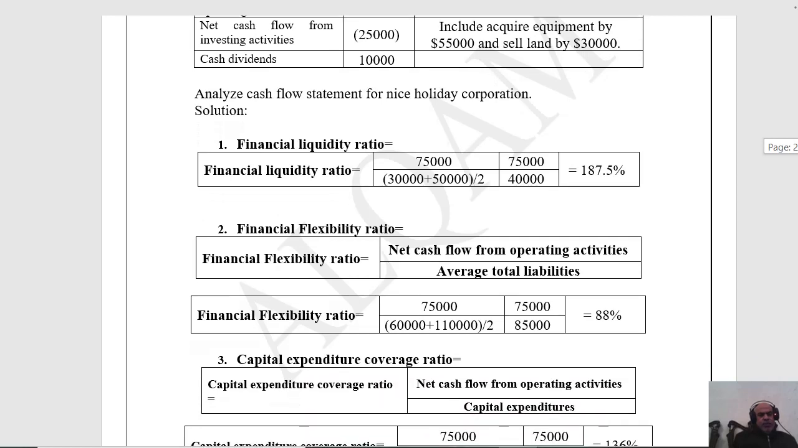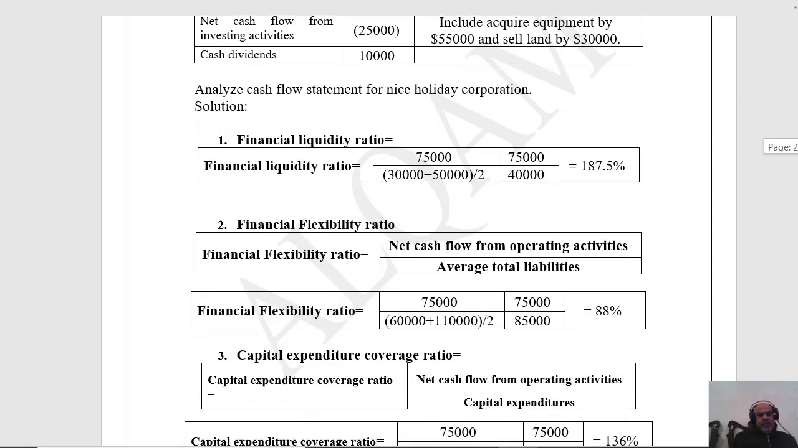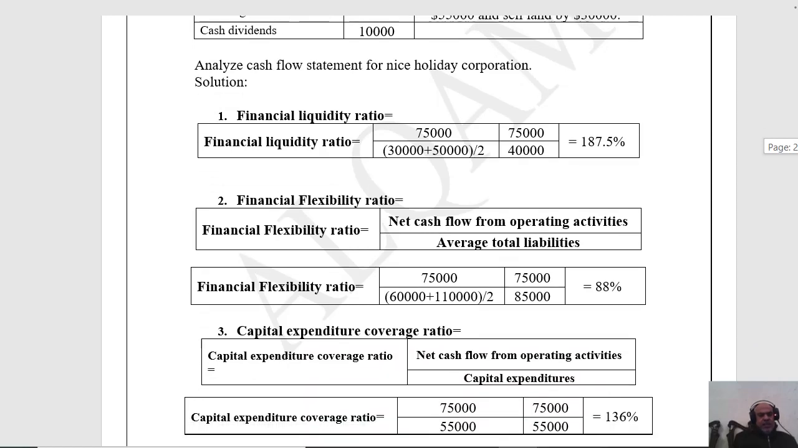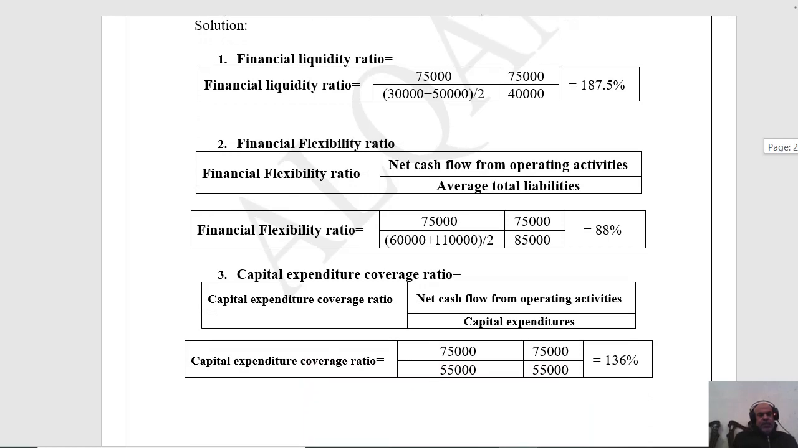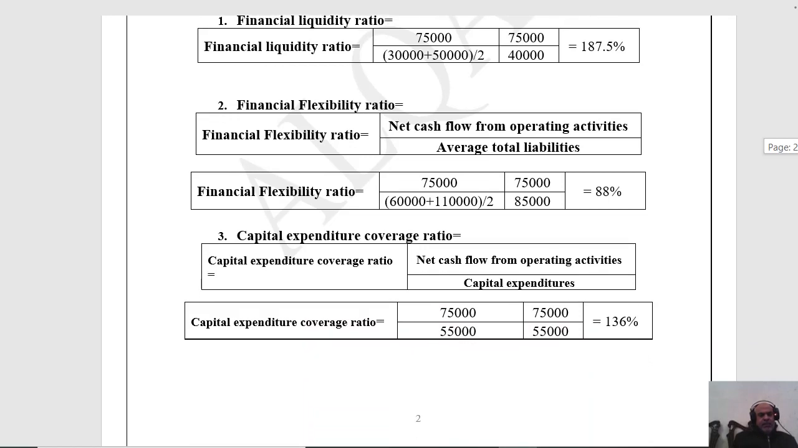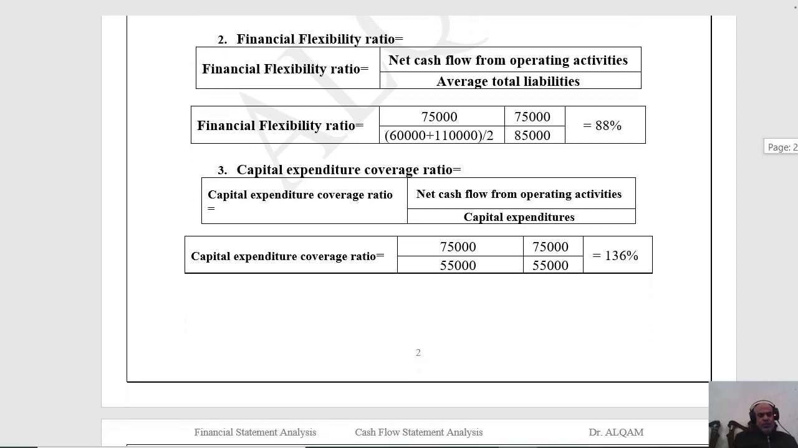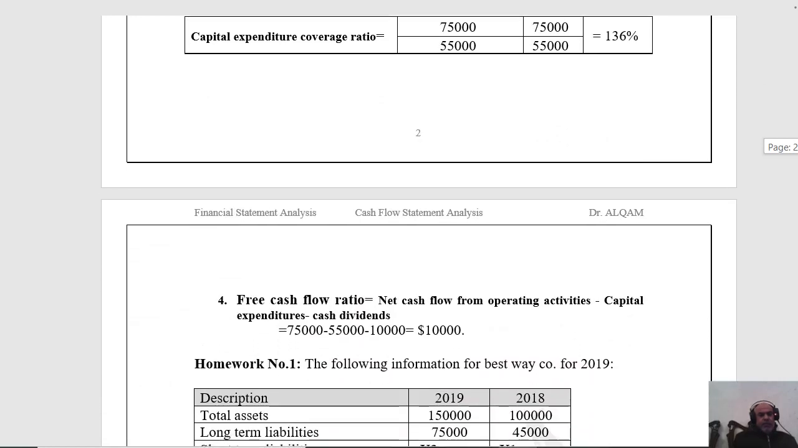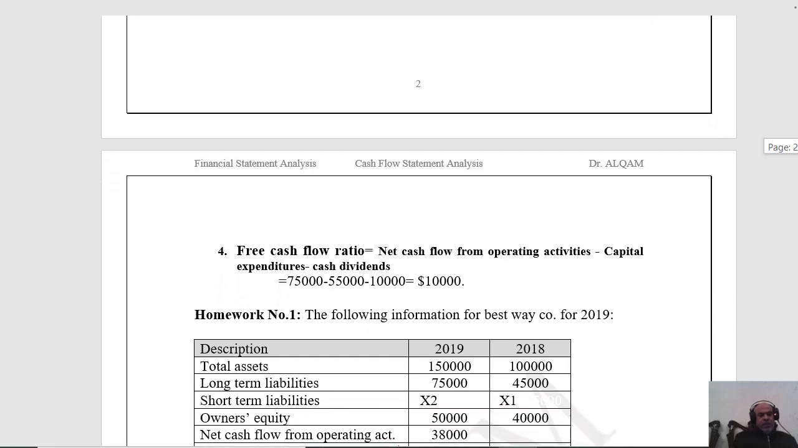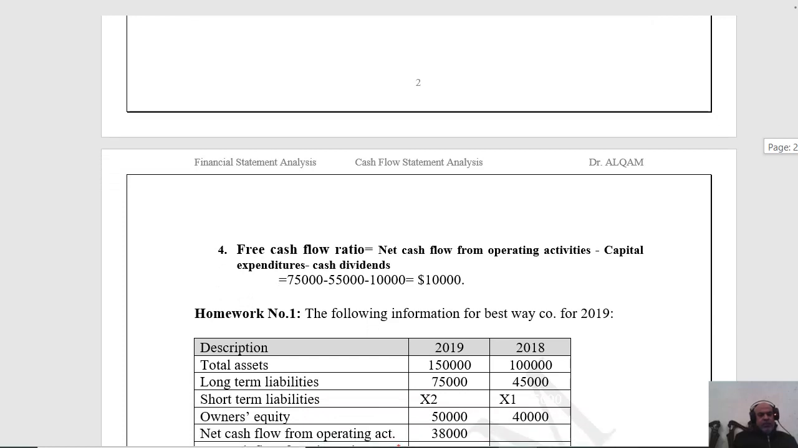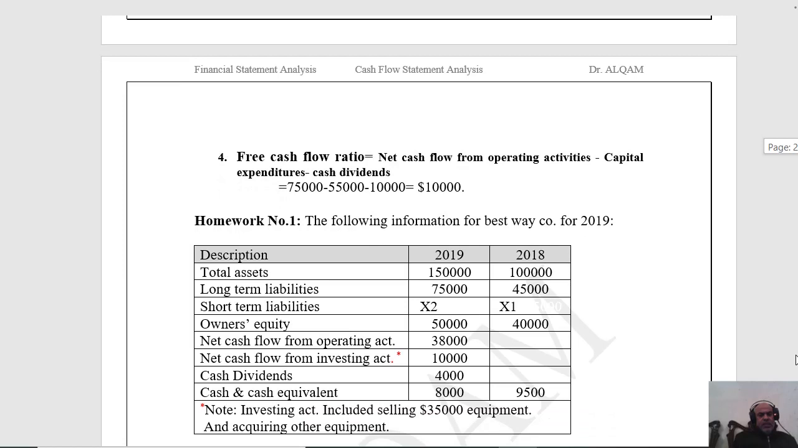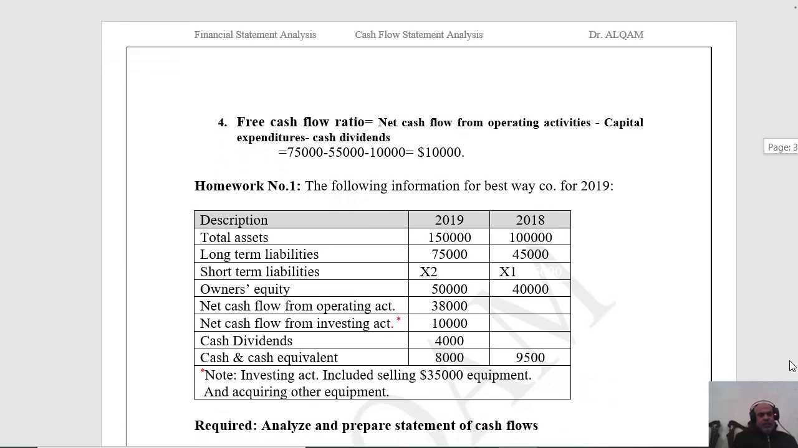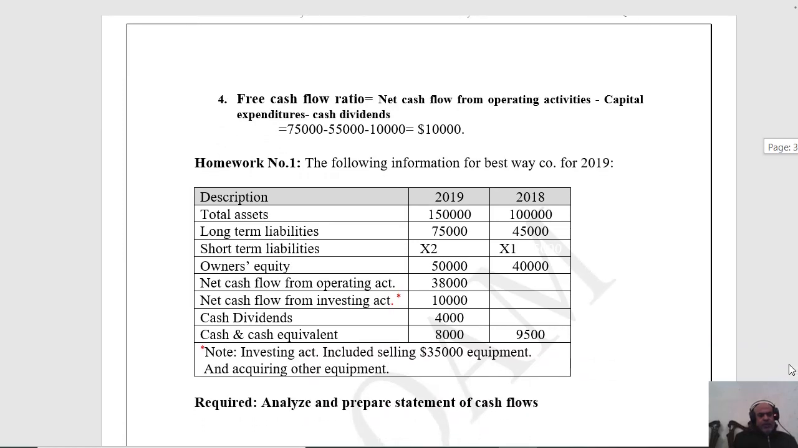The first ratio would be 187.5%. The second ratio would be 88%. The capital expenditures coverage ratio would be 136%. For the fourth ratio, we will have positive free cash flows of $10,000.